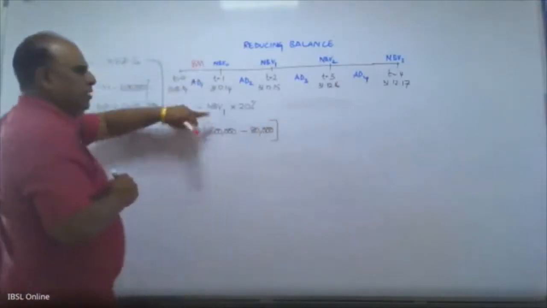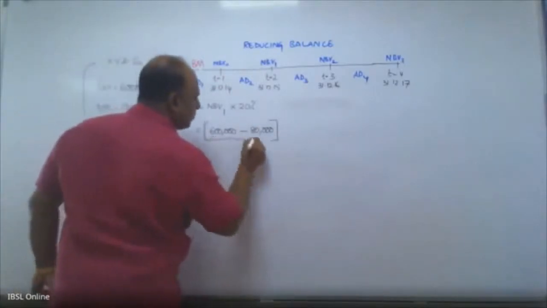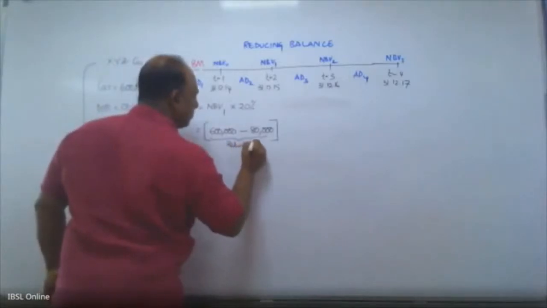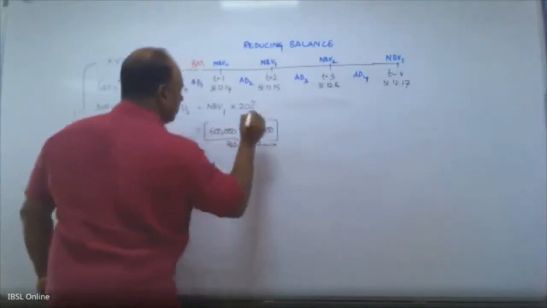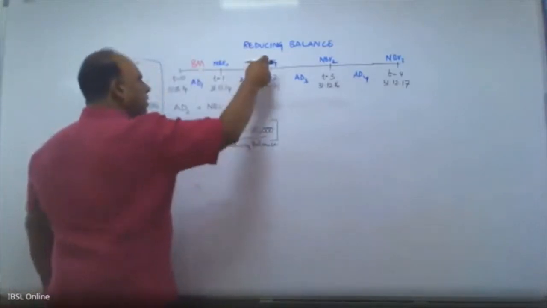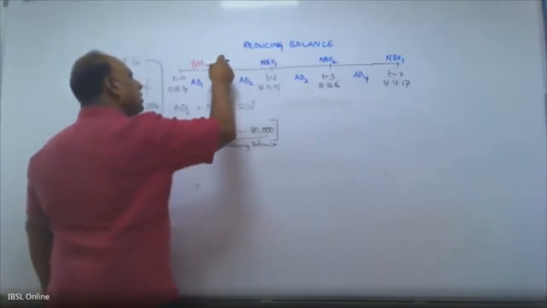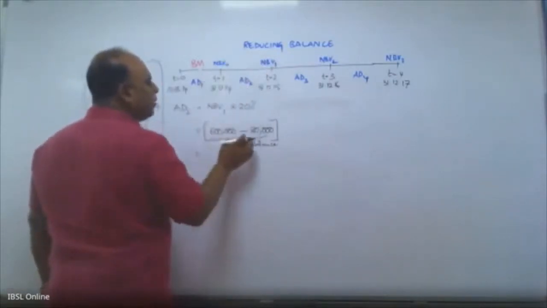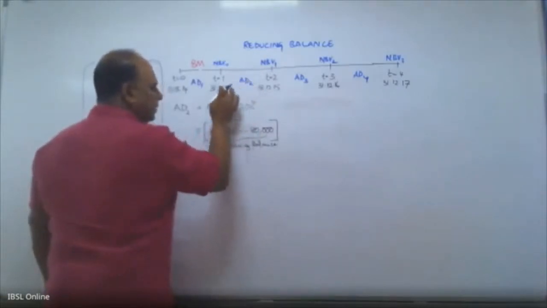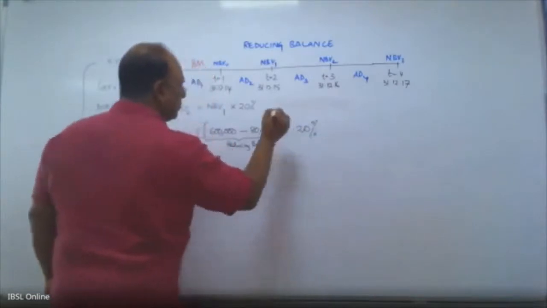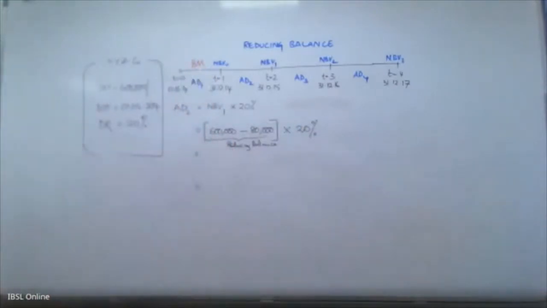Now this is what? You are reducing balance. So you have the cost. But when you reach this point, you need to take out the depreciation what you have provided already. So up to this point, I have provided only 80,000. Now only I am going to provide this. So into 20%. Is that understood?